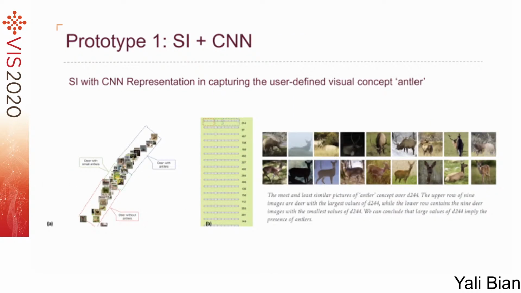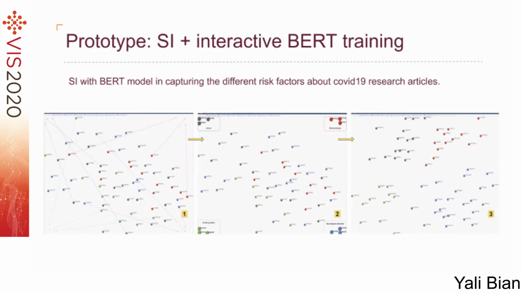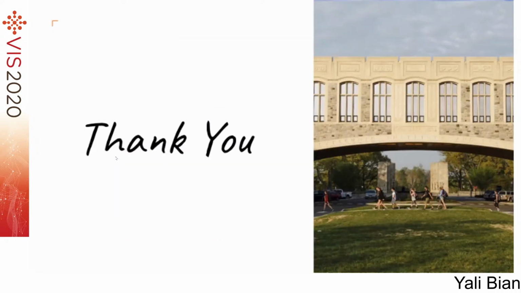For the first prototype, we have the semantic interaction model with pre-trained CNN representations capturing the user's defined visual concept. Here it is antlers, so it's like deer with antlers or without antlers. For the second prototype, we have the semantic interaction model train the BERT model interactively to get a fine-tuned BERT model which can provide much more user and task-specific representations to capture the user's predefined concepts. Here it is the risk factors in COVID-19 research articles. Yeah, so that's all.